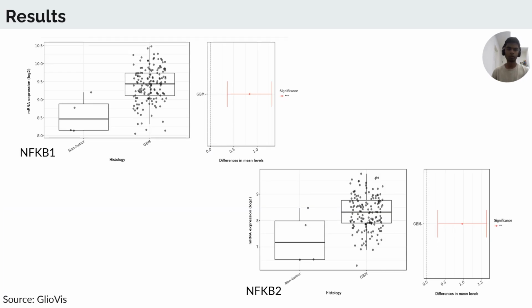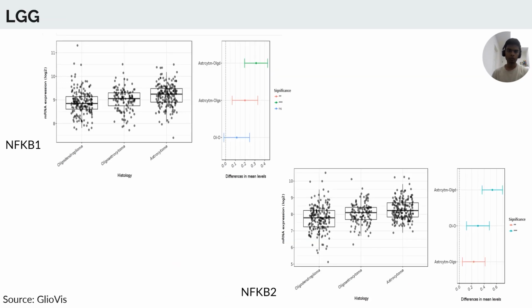Non-tumor samples show significantly lower NFkB1 expression compared to GBM samples. A similar trend is observed for NFkB2, with lower expression in non-tumor samples compared to GBM samples. Both NFkB1 and NFkB2 are more highly expressed in GBM, indicating higher activation of the NFkB pathway during tumor. The data plots' significance legends are 3 stars for when the p-value is less than 0.001, 2 stars for when the p-value is less than 0.01, and 1 star for when the p-value is less than 0.05. So both the data are very significant.